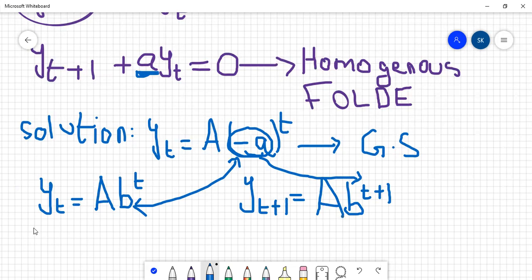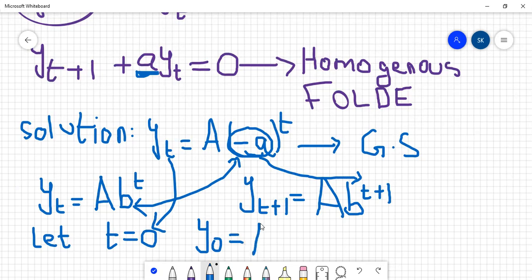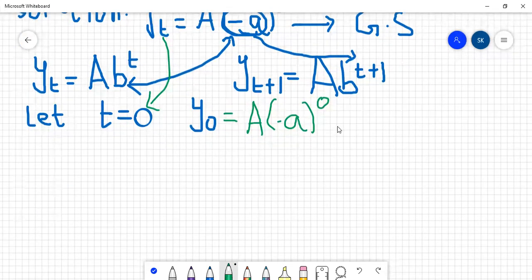So now let t is equal to 0. Let me simplify or clarify one more thing to you. This t equal to 0 is for this function, okay? Now, let t is equal to 0, then y of 0 is equal to a into minus a raised to power 0. And when a into minus a raised to power 0, what we will get is that y of 0 is equal to a.